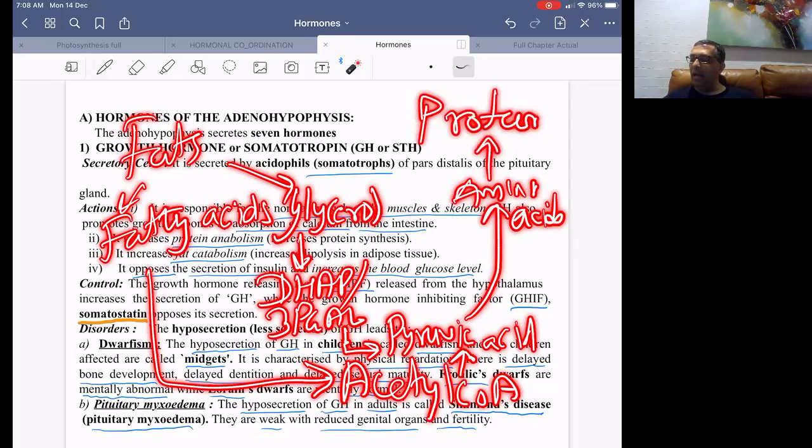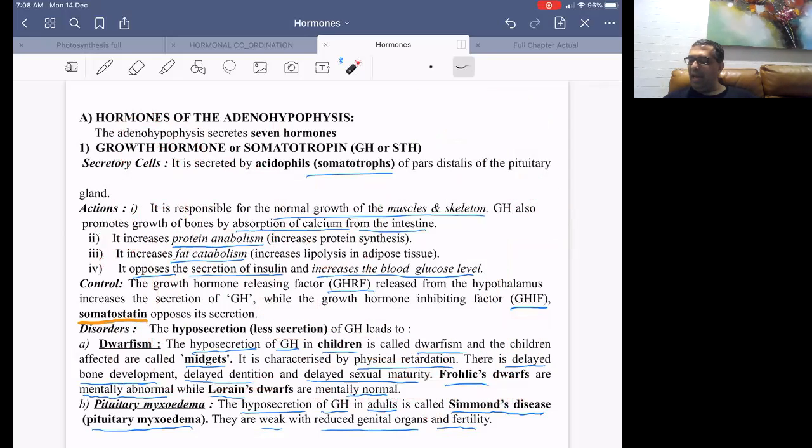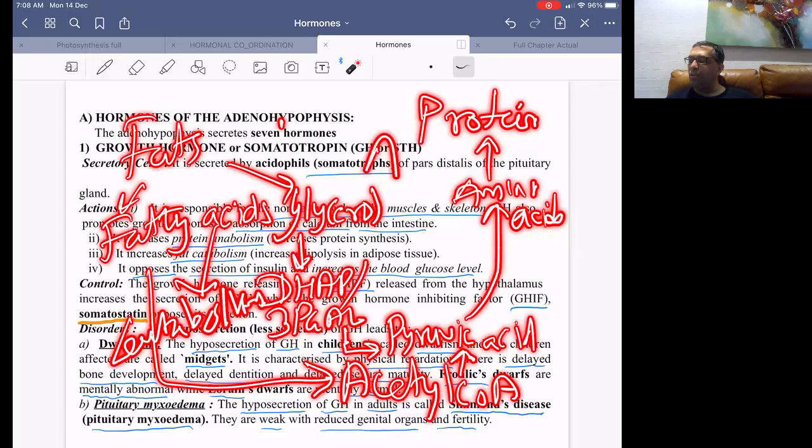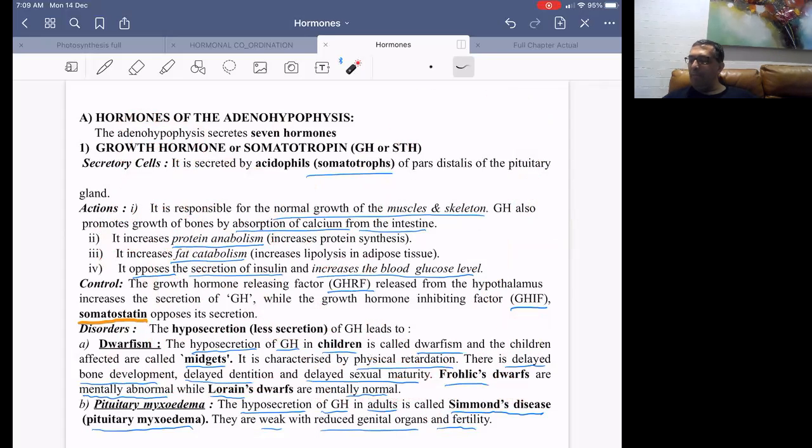And amino acids get converted into proteins. So what is happening? Fats are getting catabolized, fats का catabolism हो रहा है. And proteins are getting anabolized, protein का anabolism हो रहा है. And this process is called amphibolism. So if you remember, this is amphibolism, the catabolism of fats and anabolism of proteins, and that process is called lipolysis. Lipolysis in adipose tissue, and fats are getting converted into proteins. Also, growth hormone opposes the secretion of insulin and increases blood glucose level.